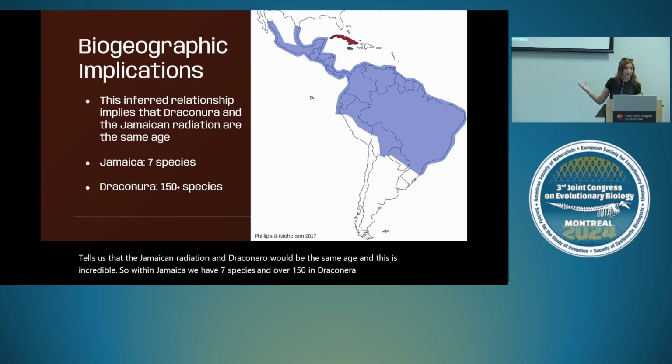Obviously, there are range differences here, with much more area in South America for the Draconuran anoles to expand to. But the estimated age of Jamaica is 15 to 20 million years old, so this would be incredible speciation rates within Draconura. Obviously that comes with a bit of skepticism on whether this is the correct relationship. The implications are kind of striking. So I think this definitely deserves a closer look, and I think we'll get that with more genome sampling.